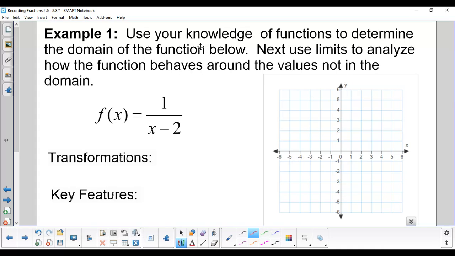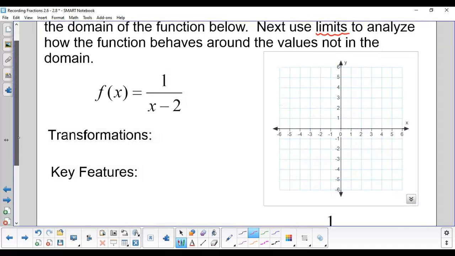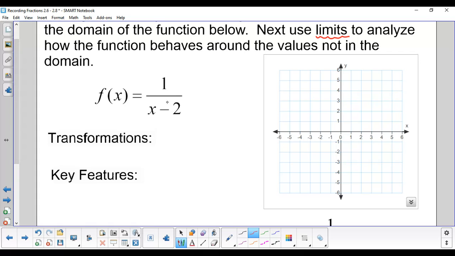So with this first one, we're just going to use our knowledge of functions to determine the domain information. We're also going to introduce a concept of limits to analyze how it behaves around a vertical asymptote. So to begin, I'm going to recognize that if I were describing f of x, I would say that the parent function is going to be 1 over x.